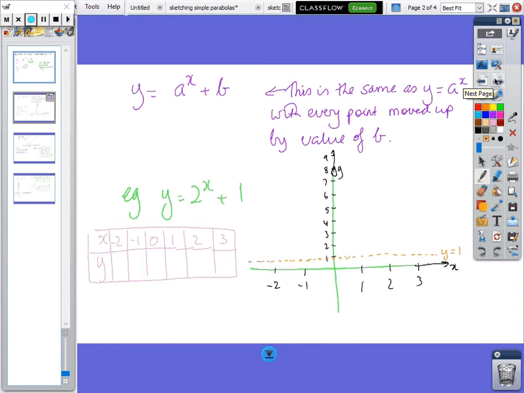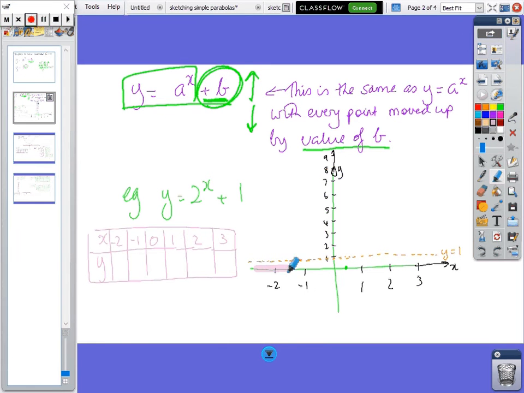Okay, so with the first variation, which is just sticking a number at the back, a constant, it's going to be the same as the first part, in that every point is either moved up a value or down a value depending on what that value is. So in this particular case, we're going to move it up a value of 1. So instead of the asymptote being here, the asymptote is y equals 1, and the asymptote is always that value there. So that's the new floor, so to speak.